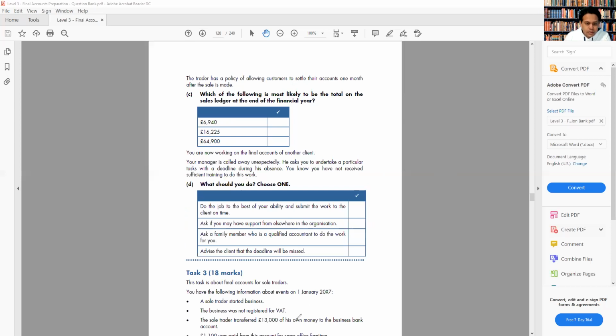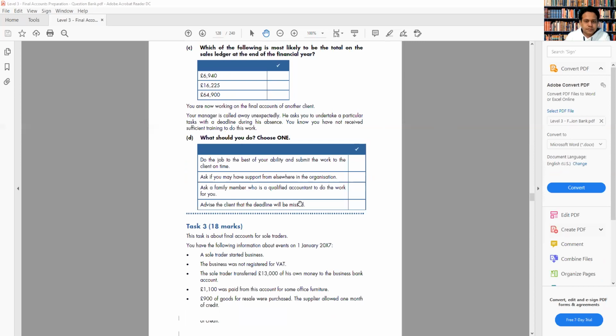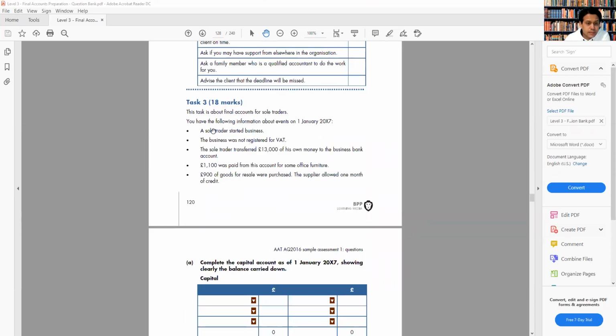So let's move on to the next one. Task 3 we have. Task 3 says this task is about the final account for a sole trader. You have the following information about events on 1st January 2007. A sole trader business is started. The business was not registered for VAT. The sole trader transferred 13,000 of his own money to the business bank account.